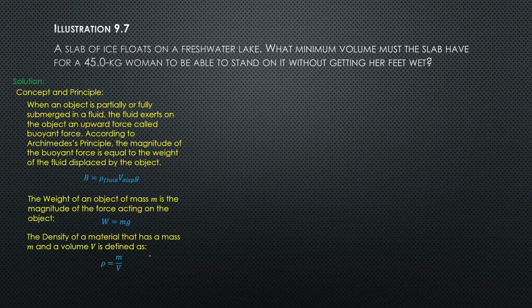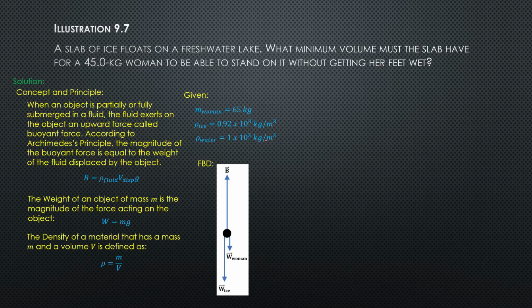Okay, so given the mass of the woman, 65 kilograms, the density of the ice from the table, 0.92 times 10 to the third, or 920 kilograms per cubic meter, and the density of water, 1,000 kilograms per cubic meter. Okay, so FBD, the free body diagram.